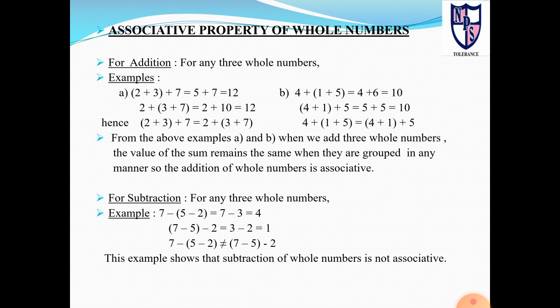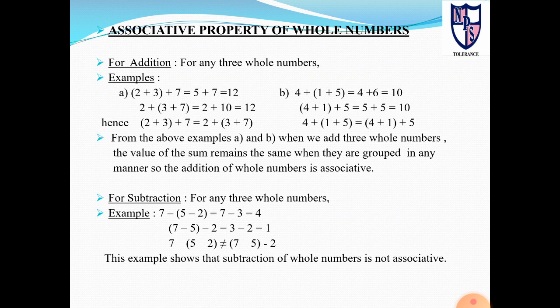For addition, for any three whole numbers, if we take 2 plus 3 plus 7, that is equal to 5 plus 7, which is equal to 12. And 2 plus 3 plus 7 is equal to 2 plus 10, which is equal to 12. From the above examples, when we add three whole numbers, the value of the sum remains the same when they are grouped in any manner. So the addition of whole numbers is associative.